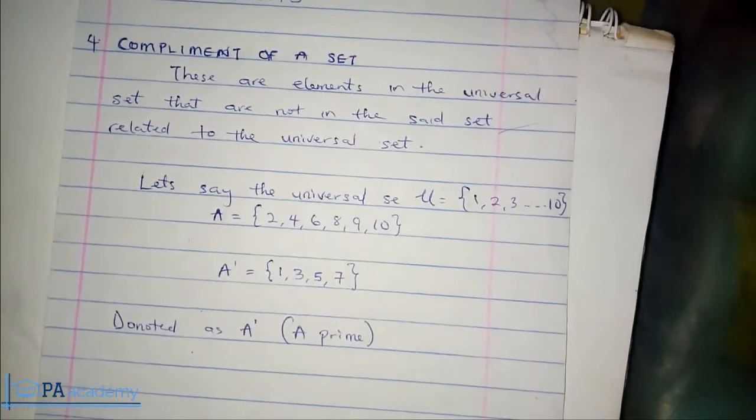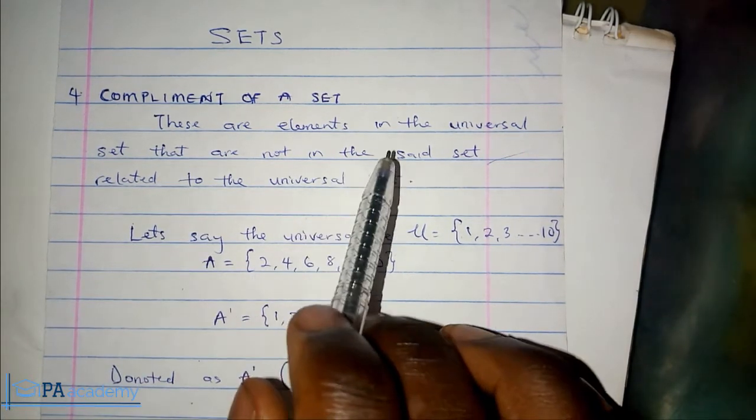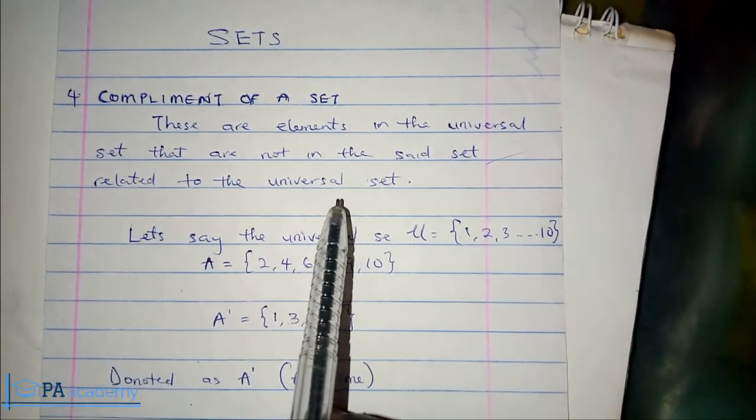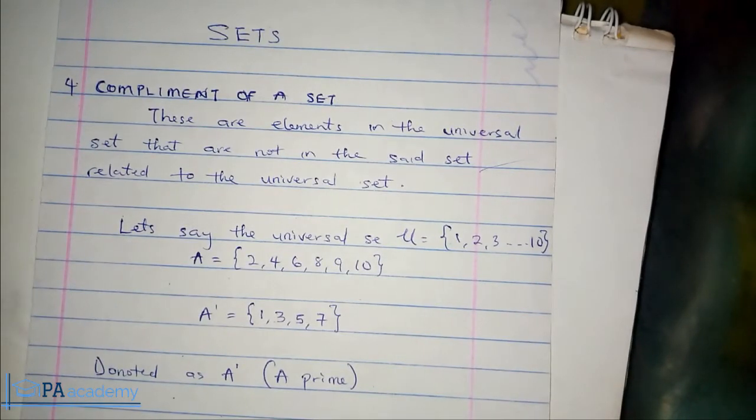So now let's look at the complement of a set. This is also a very important one when we are looking at sets or Venn diagram generally. They said complement of a set. These are elements in the universal set that are not in the set related to the universal set. This is what it means.